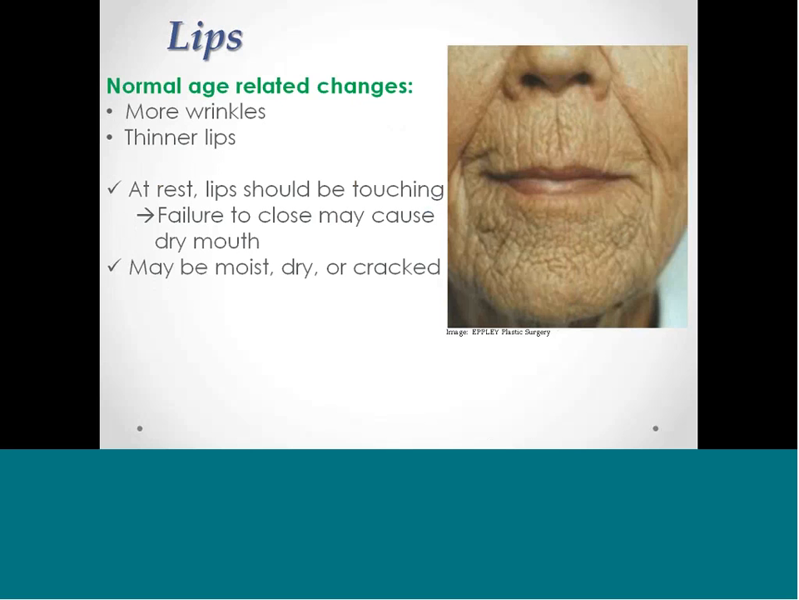Next, the lips must be examined. The normal aging process results in the loss of fatty lip tissue, causing thinner lips with more wrinkles. At rest, lips should be touching to protect the oral tissues from drying out. The lips themselves may appear either moist, somewhat dry, or cracked. Dry, cracked lips are often seen during colder, drier months.